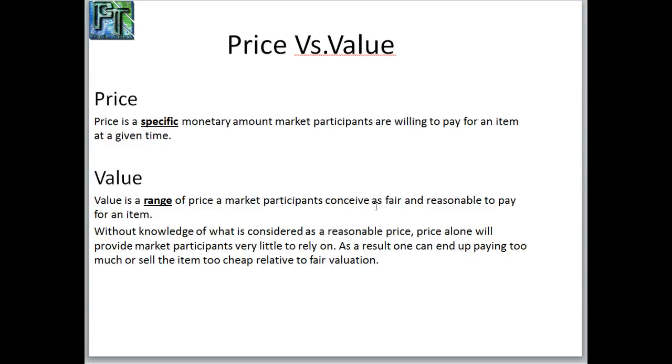But if you know what value is for what you're buying or selling, then you know that the price you're getting within that value range is overvalued, undervalued, or fairly valued. So it's of big importance to distinguish between price and value, and there is a big difference between the two of them.